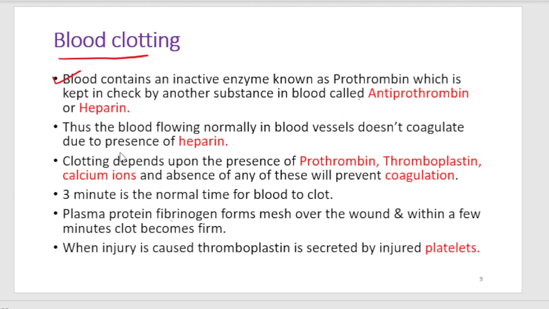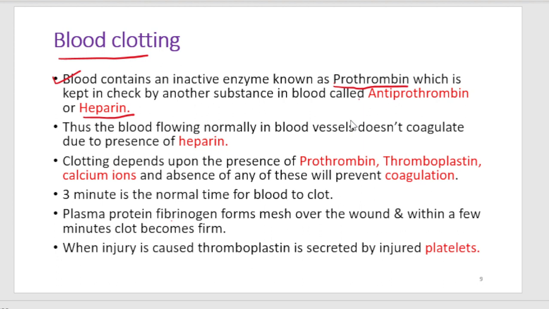The process of this clotting is called blood clotting. What is the process of blood clotting? Blood generally contains an inactive enzyme called prothrombin. During normal flow, whenever there is no injury, it is in an inactive stage, and its activity is also checked by heparin, also called antiprothrombin. This is another substance which checks the activity of prothrombin.